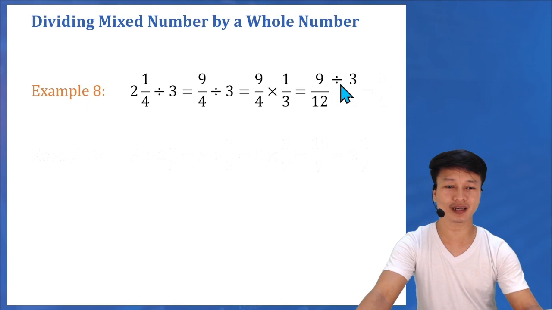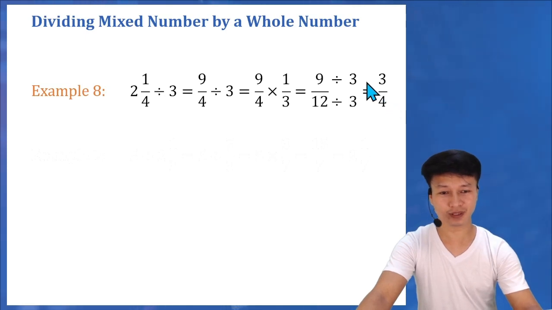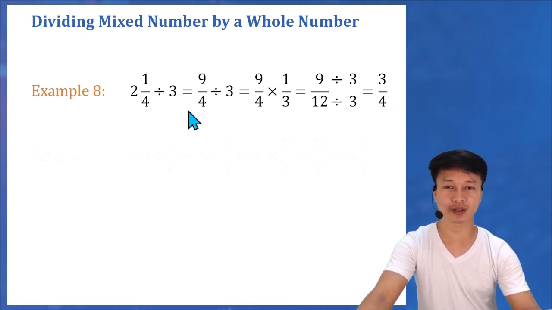So 9 divided by 3 and 12 divided by 3. The quotient of dividing 9 by 3 is 3, and 12 divided by 3 is 4. So the final answer is 3 over 4. Medyo matrabaho siya pero at least we know what we are doing. Okay, next, example number 9.